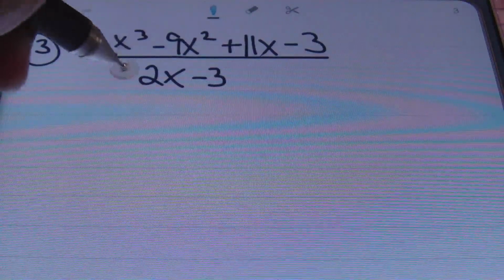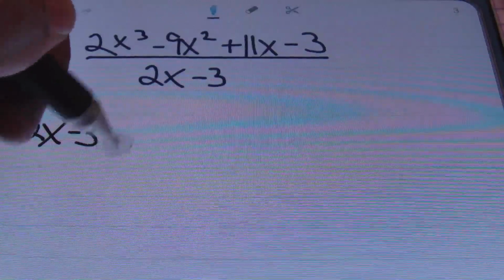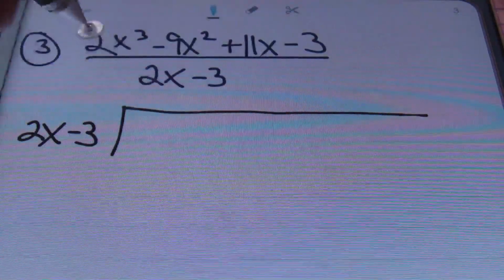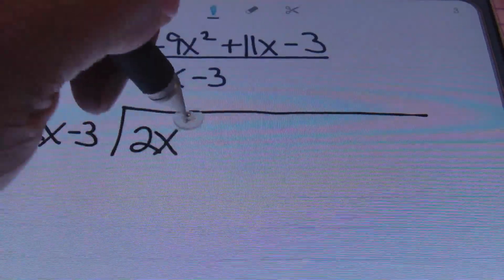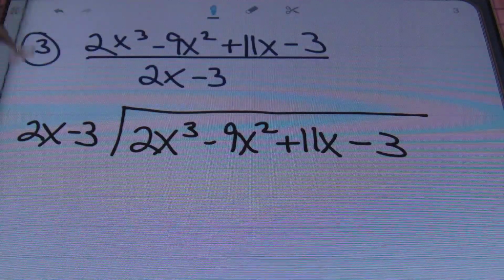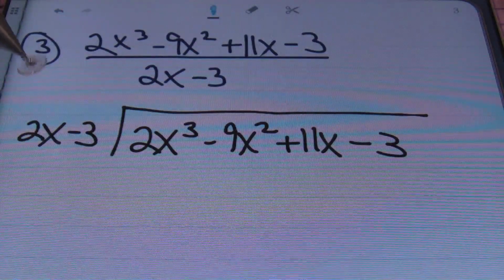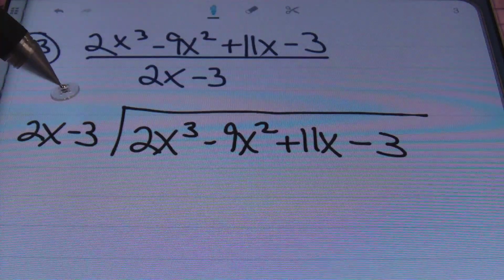So first of all, the 2x minus 3, that's going to be my divisor. So I have 2x minus 3, and all of this is going to be going into my numerator, which is going to be 2x cubed minus 9x squared plus 11x minus 3. So when setting up your long division problem, make sure that all of your terms are in descending order, starting from your highest exponent all the way down to the lowest one.